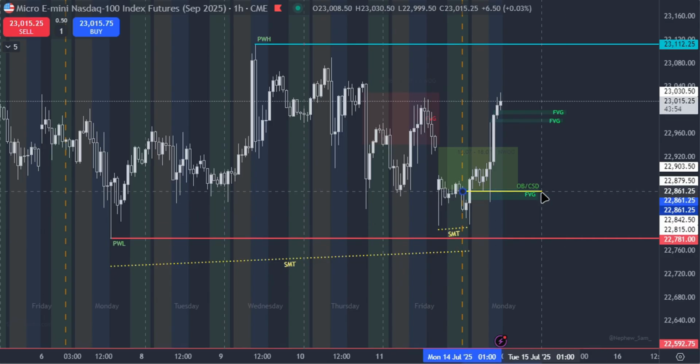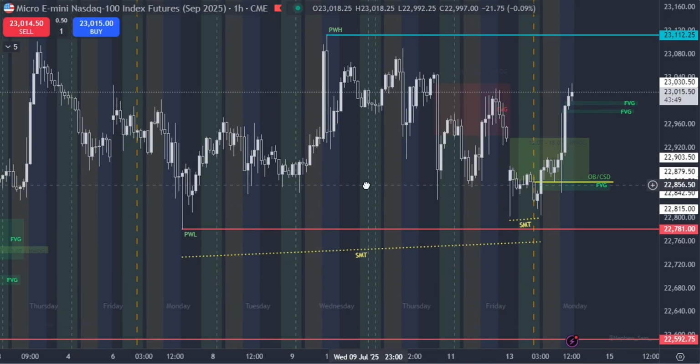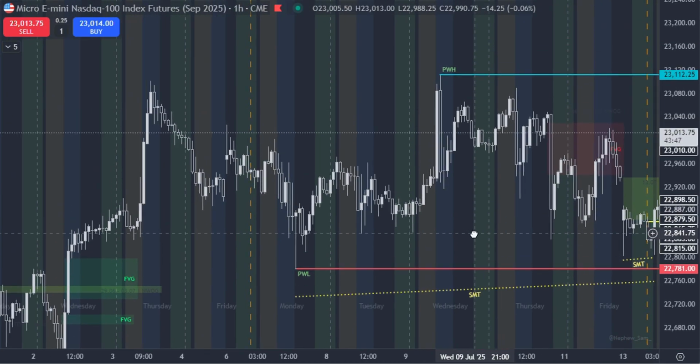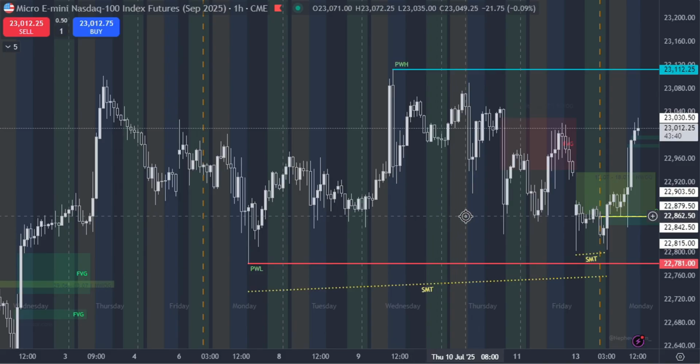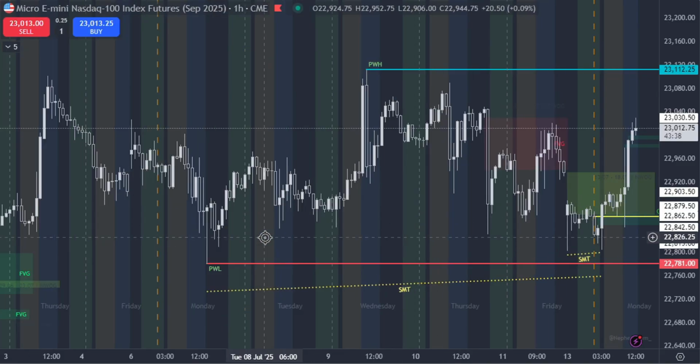this is CSD right here. I hope it makes sense. Not everything's going to be CSDs. You have to identify when your higher time frame is making sense. Like here, these are order blocks.